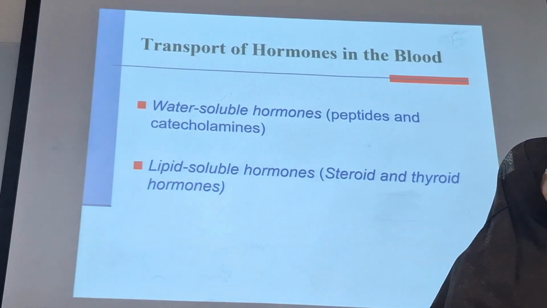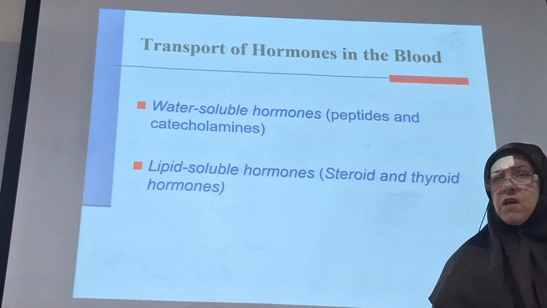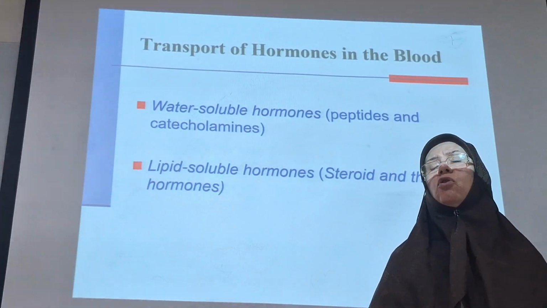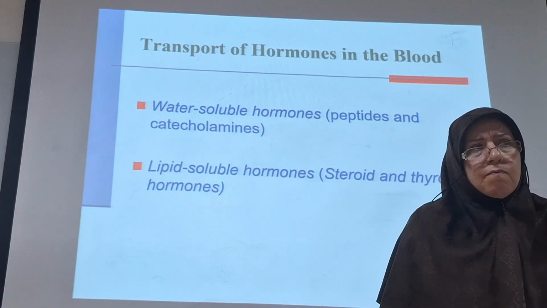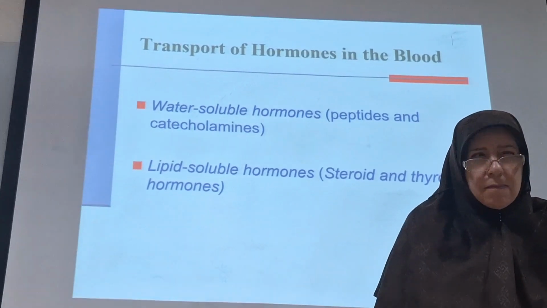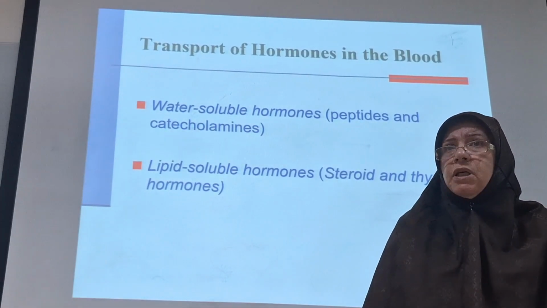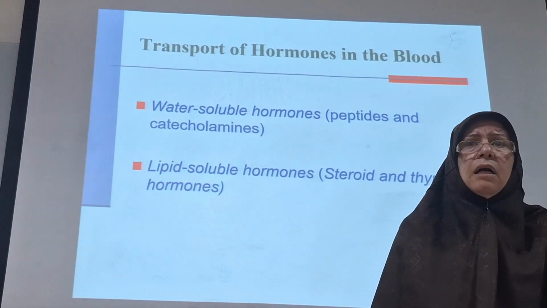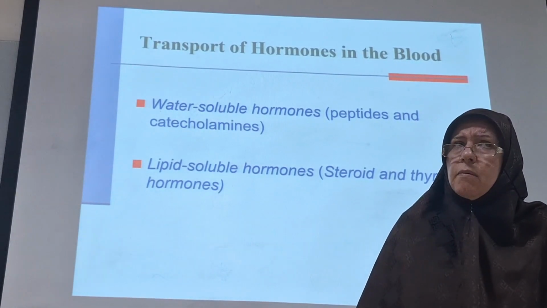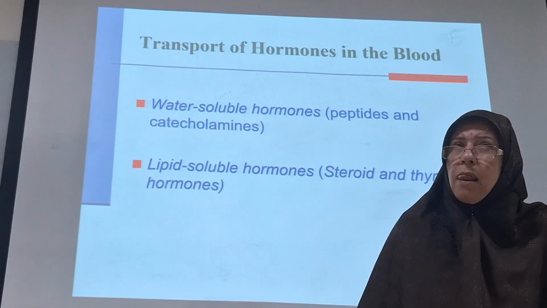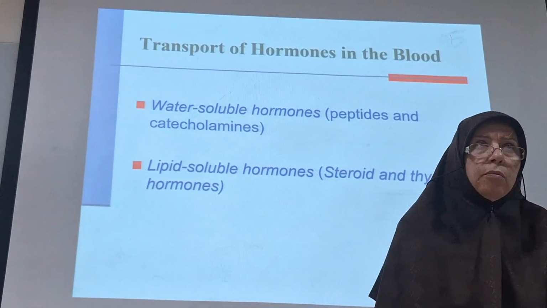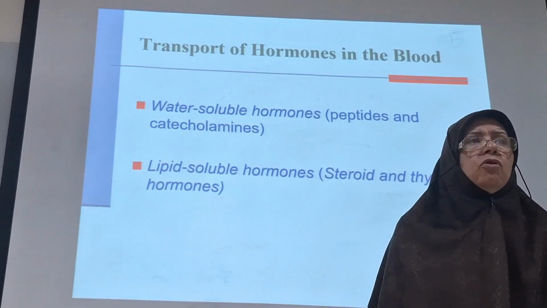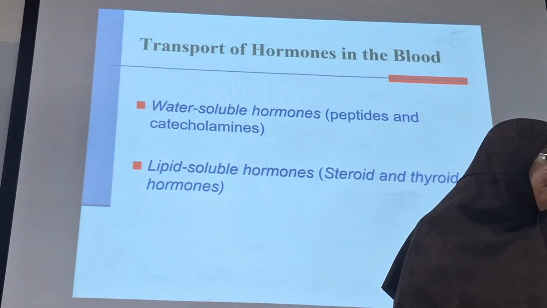Transport of hormones in the blood. We have two kinds of hormones, water soluble and lipid soluble. Which hormones are water soluble? All the hormones except the lipid-based ones. Protein hormones and catecholamines are water soluble. Lipid soluble are the steroid hormones and thyroid hormones.